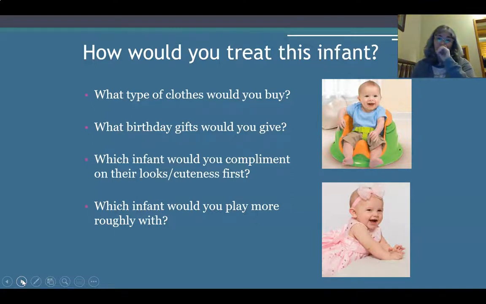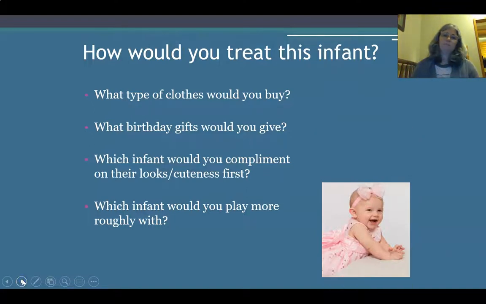And studies have found that in these types of studies, and also in home and naturalistic observation studies, when adults interact with a girl, one of the first things they do is they tell her how pretty she is. And one of the first things they do with a boy is they pick him up and play rough with him. So there has to be a little bit of an environmental influence in some of these early gender differences.